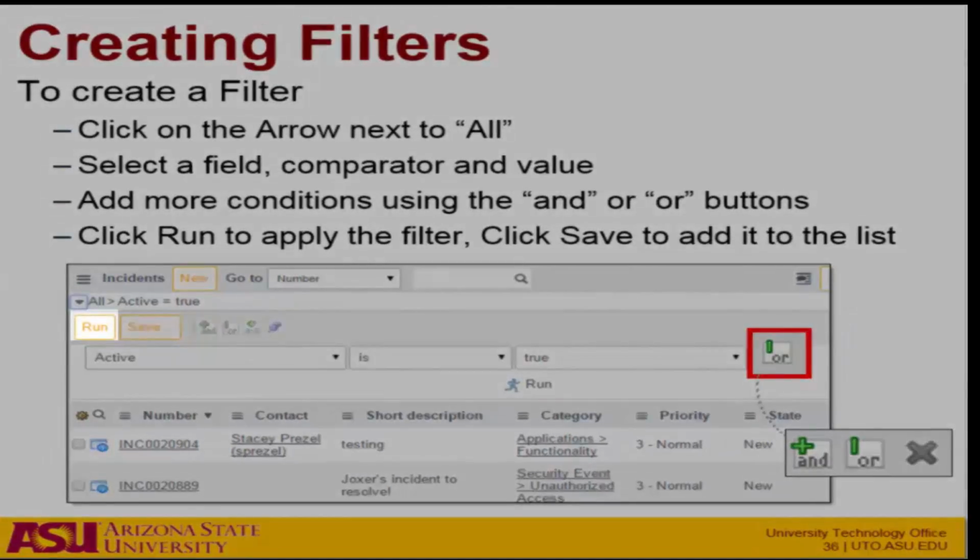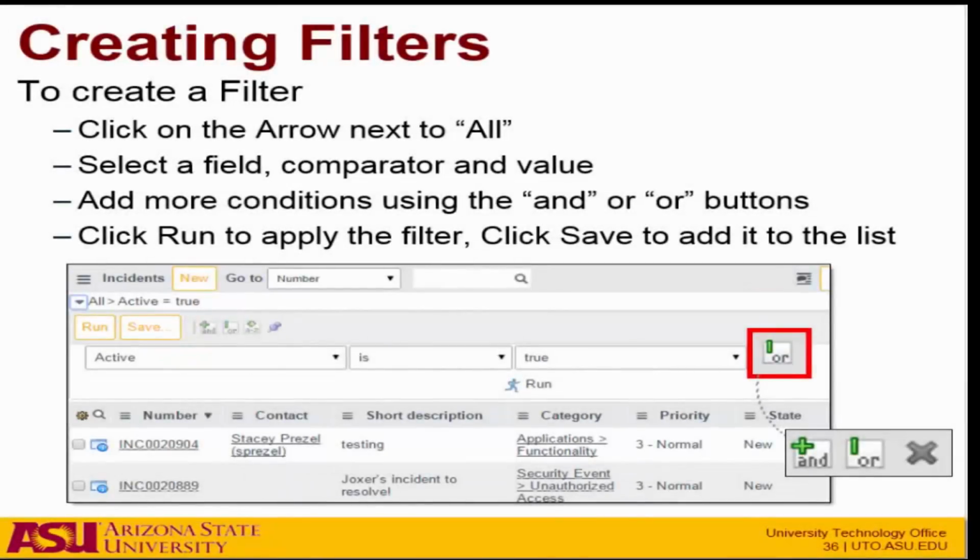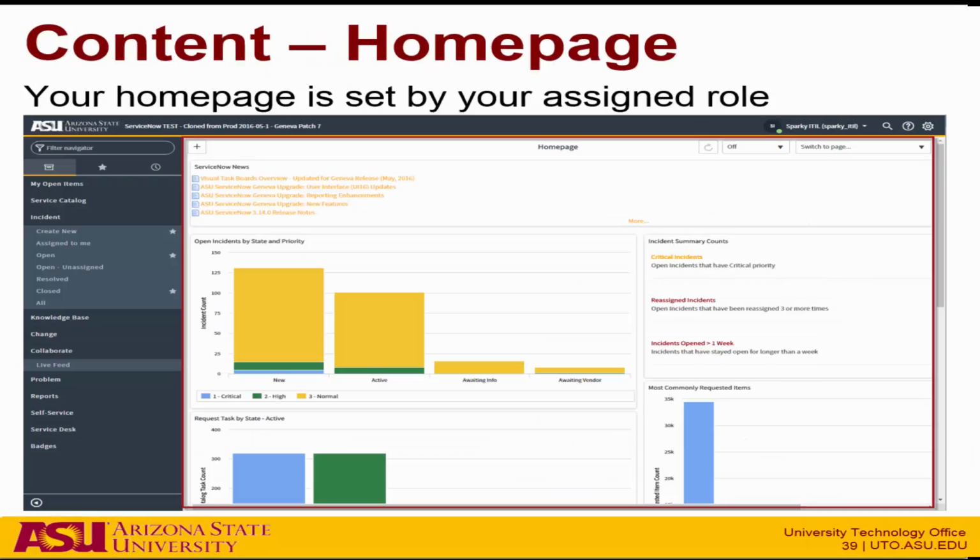If you want to save that, you can click on the Save button, and that will add it to the list of filters. To use a saved filter, you click on the hamburger button on the toolbar, and then click on Filters, and the saved filters that you've created will be listed there, and then you can invoke them.